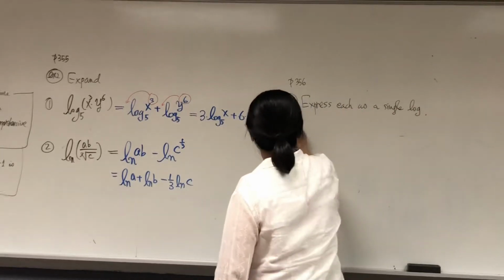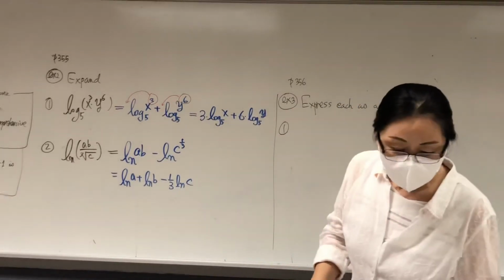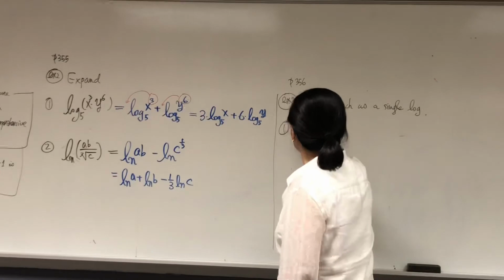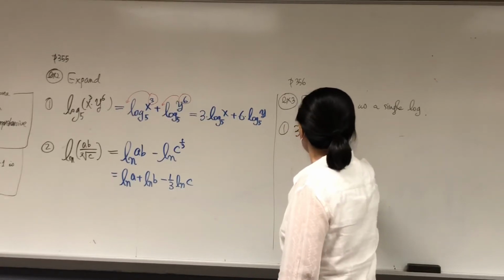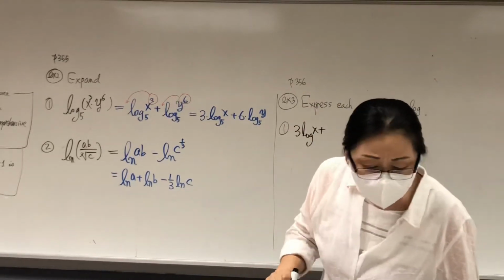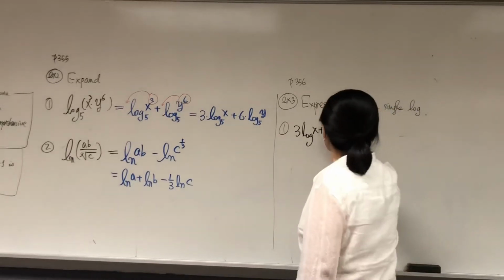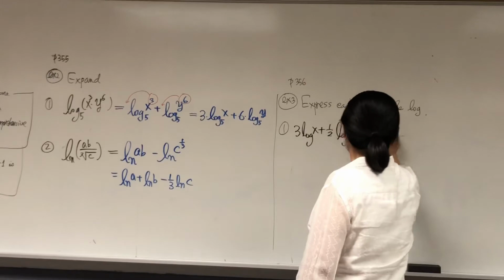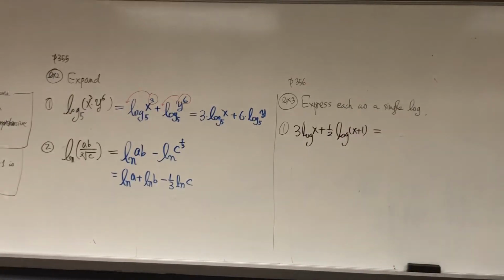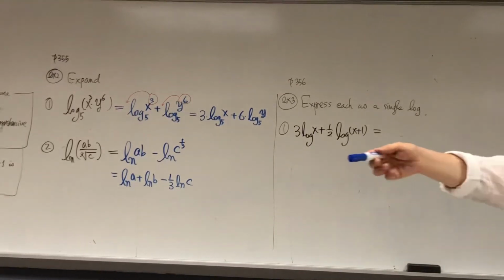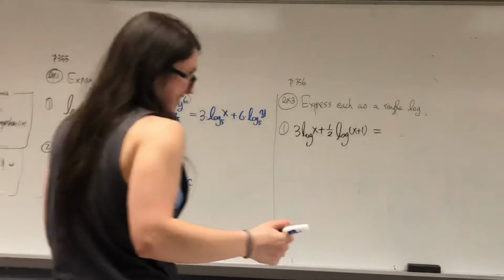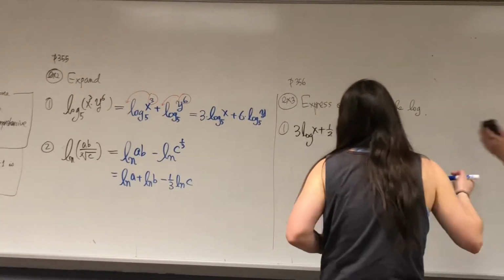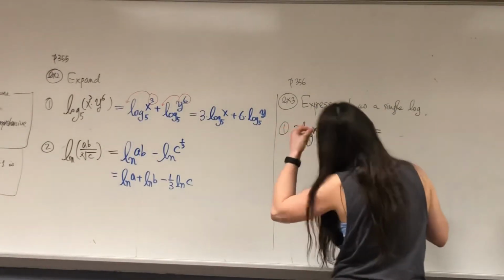Okay, number 1, opposite. So 3 log x plus 1/2 log x plus 1. So from the 2 logs to 1 log. Can I do it on the board? Yeah, come. I don't know if it'll be right. Can I get extra credit? One more, and then I will give extra credit.